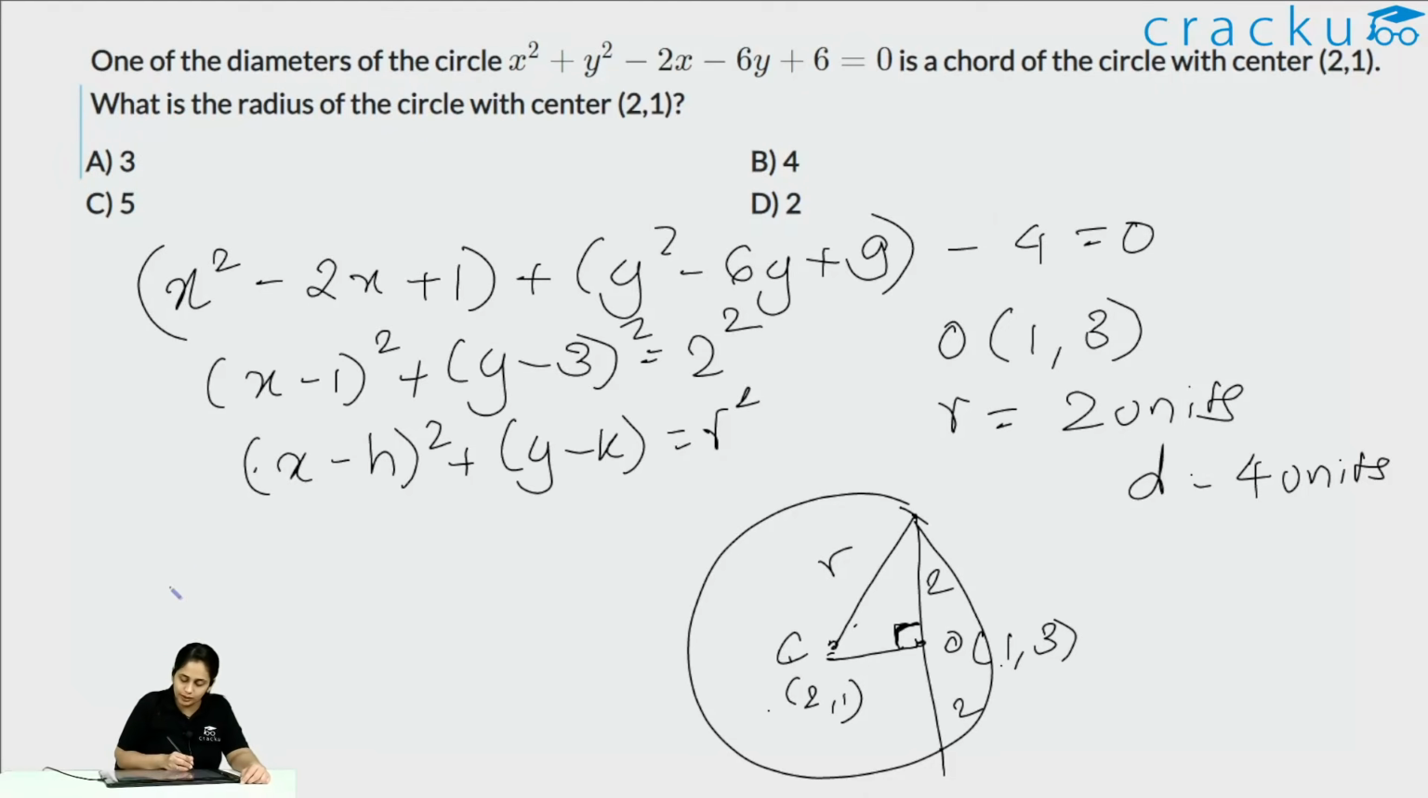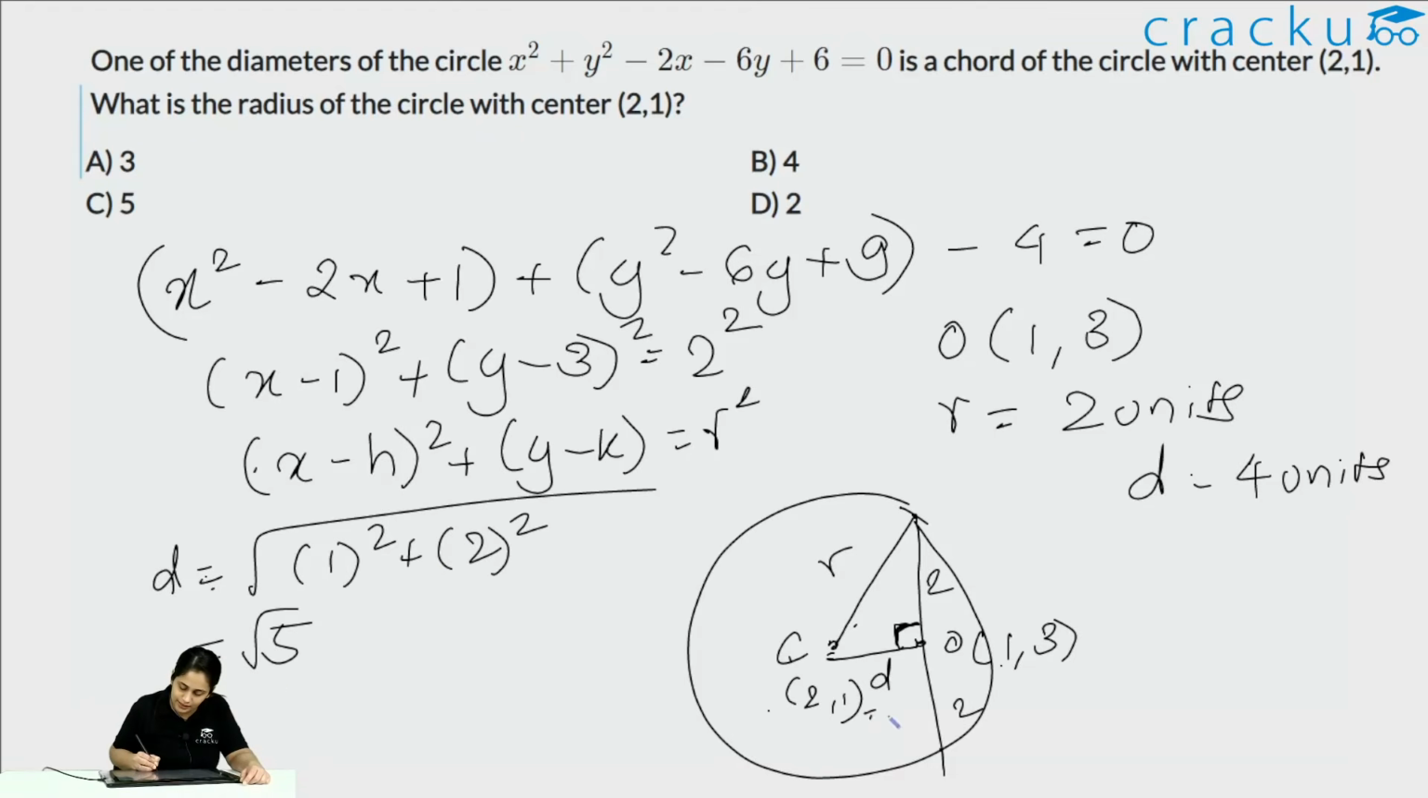The distance between the two centers, say this is d, is equal to the square root of 2 minus 1, that is 1 square, plus 1 minus 3, that is minus 2 the whole square, so 2 square. So this is equal to root 5, this d is equal to root 5. So this is 2, this is root 5, and this is a right angle triangle. So what is r? r square is equal to root 5 square by Pythagoras theorem plus 2 square. So that is 5 plus 4, that is 9. So r is equal to root 9, so that is 3.